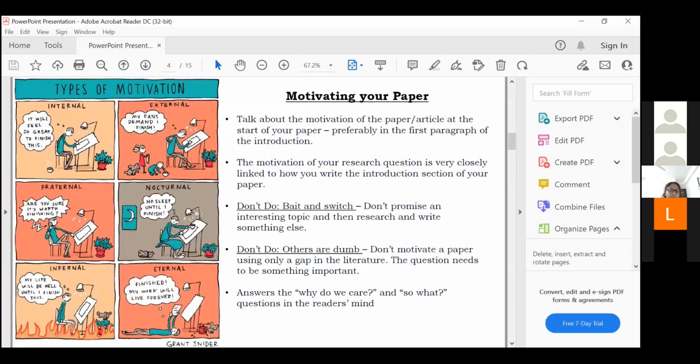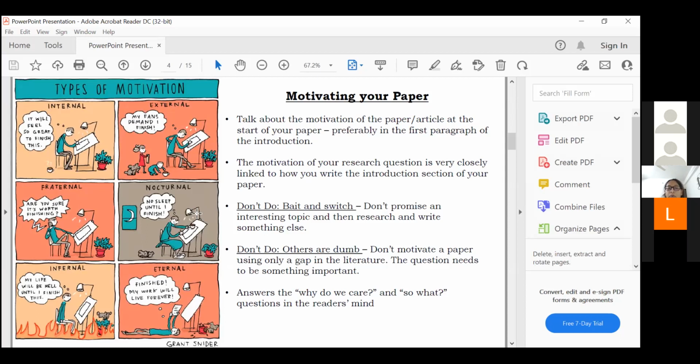Okay, so if you're writing a research article, the first thing that you'd have to do is to motivate the paper. Everything requires a motivation, even an op-ed or a policy brief, and this should be the first thing that your reader encounters when reading the paper. So talk about the motivation of the paper at the very start, preferably in the first paragraph of your introduction.